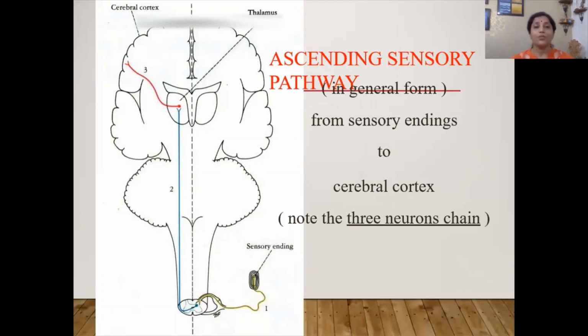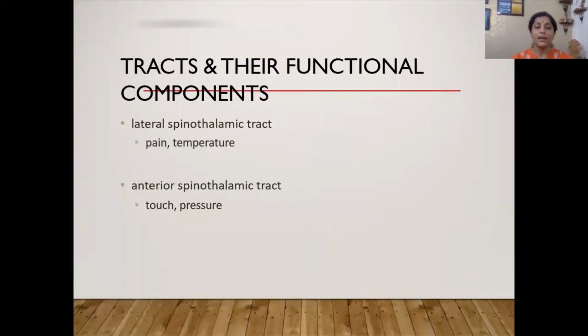Now looking at the vertical section, we see from the sensory receptor, the stimulus or the electrical impulse via the first order neuron enters the spinal cord segment, via the second order neuron decussates to the opposite side and ascends to the thalamus, and via the third order neuron from the thalamus reaches the sensory cortex. So this is a chain of 3 neurons which form the ascending sensory fibers. Now let me give you a brush through of the tracts and their functional components.